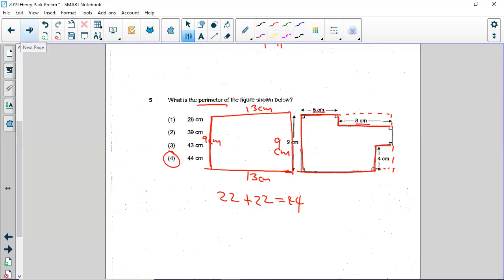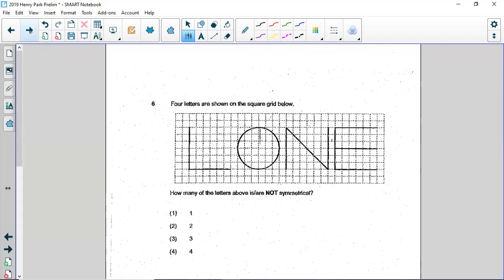Question number 6. Now how many letters are not symmetrical? If you look carefully at the L shape, how do you know whether it is symmetrical? Count the sides. 1, 2, 3, 4, 5, 6. There are 6 sides. 1, 2, 3, 4, 5, 6. 6 sides as well. So you can actually cut it into half. So that's symmetric. How about circles?